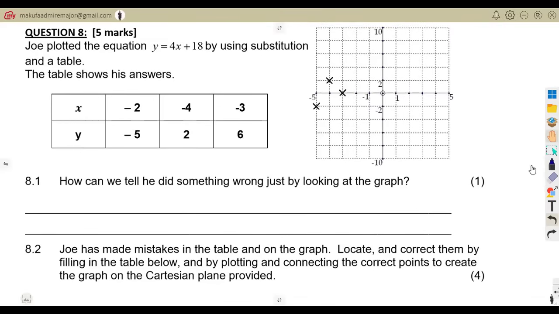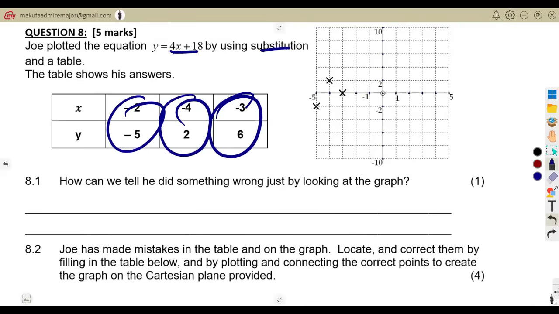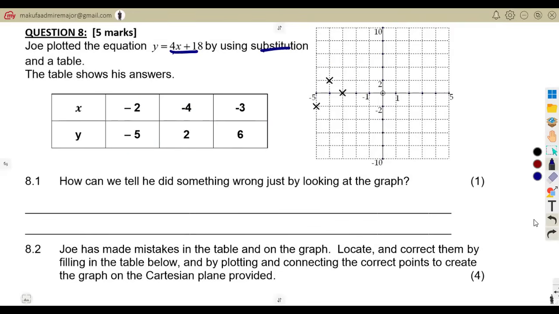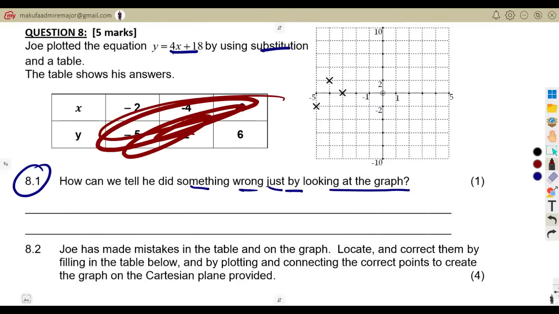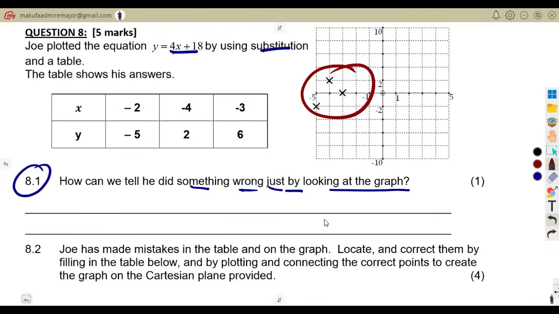On question number 8, we are given that Joe plotted the equation y is equal to 4x plus 18 by using substitution and a table. He was substituting these values into this rule, and this is what he got. And this is what he plotted. 8.1. How can we tell he did something wrong just by looking at the graph? How can we tell? Not to say by looking into the table, no, by looking into this graph. How can we tell that something is wrong there?